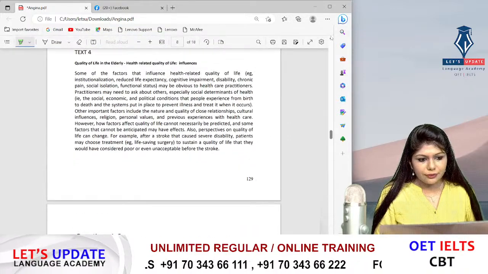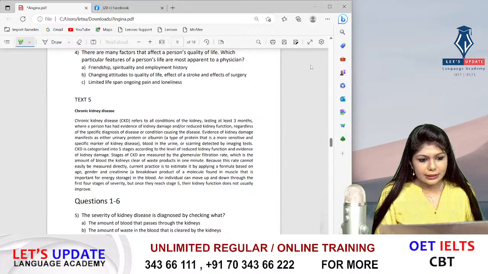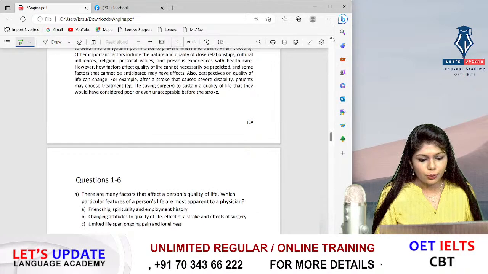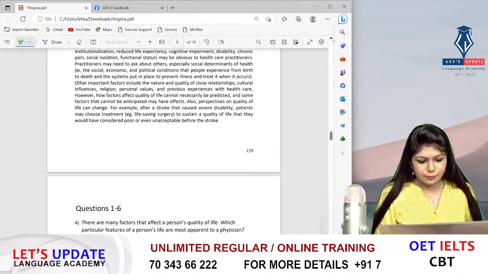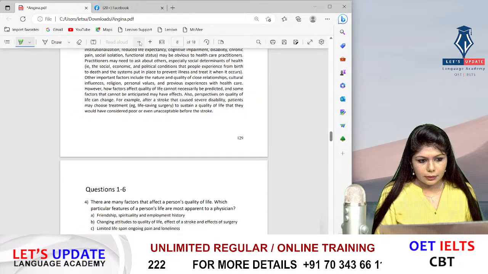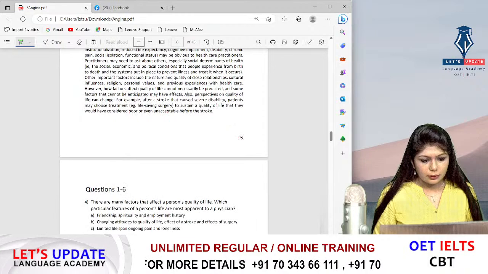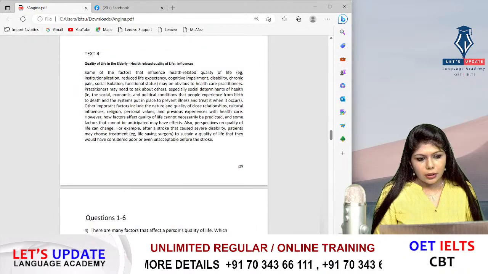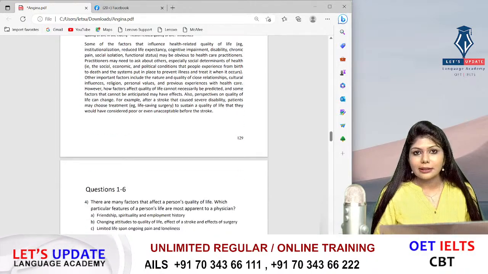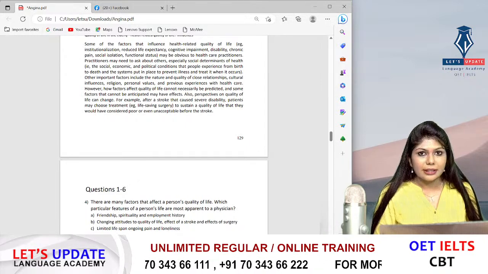The heading is quality of life in the elderly, health related quality of life. That was the heading, and the question is, there are many factors that affect a person's quality of life. Which particular features of a person's life are most apparent to a physician? I'll give you a minute to read this extract and find the answers, and you can put in your choice of answers in the comment section.